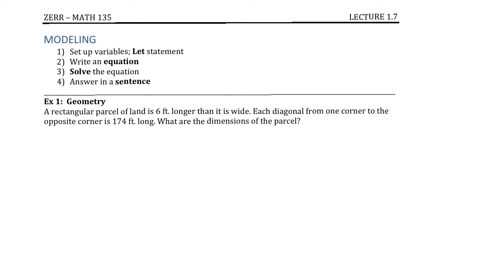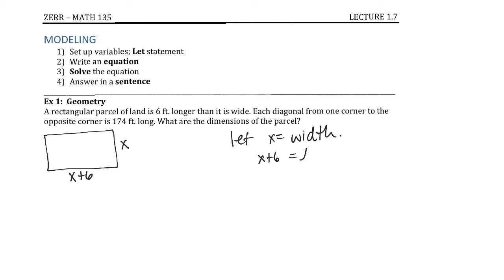Okay, so a rectangular plot. First thing is just draw my rectangle. It is longer than it is wide, so I'm going to let x equal width. So this one is the short one, that's the width, and it's 6 feet longer, so x plus 6 is going to be the length. Each diagonal from one corner to the opposite is 174 feet. What are the dimensions? Okay, so we can use the Pythagorean theorem.